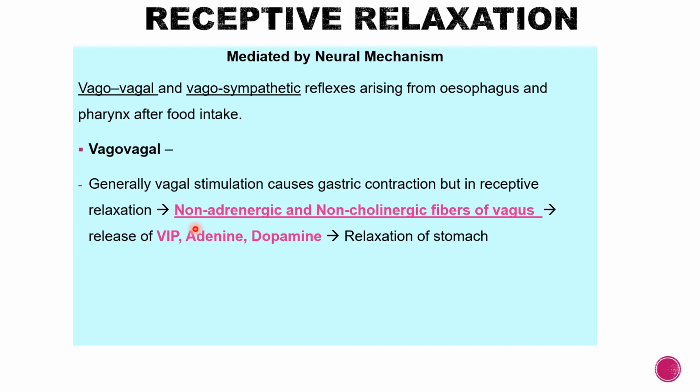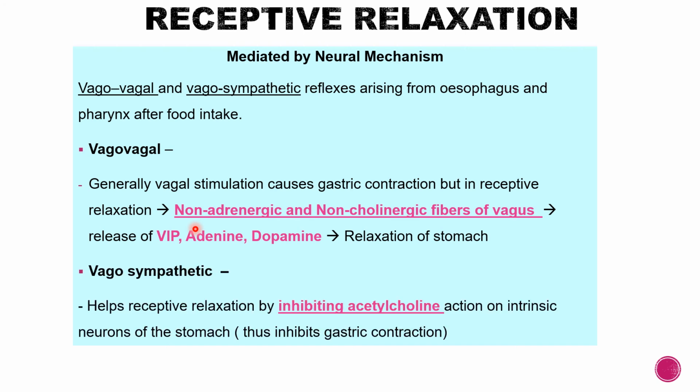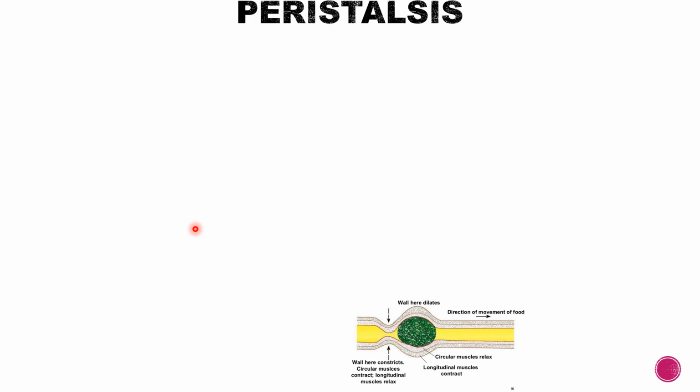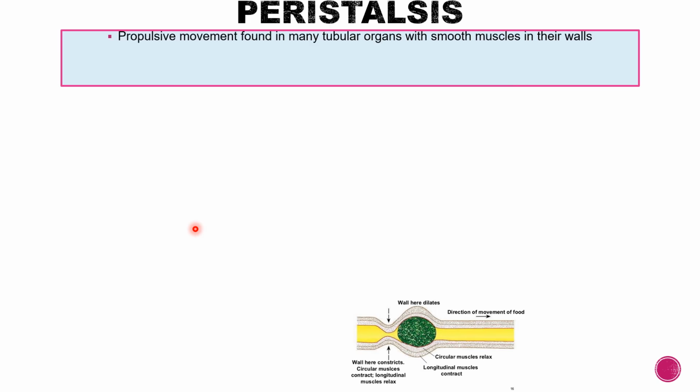The vagovagal nerves include the noradrenergic and non-cholinergic fibers of the vagus, and they release VIP, adenine and dopamine, which cause relaxation of the stomach. While the vagosympathetic fibers help in receptive relaxation by inhibiting acetylcholine. So these two mechanisms act by different neurotransmitters. Now, the next part is digestive peristalsis.